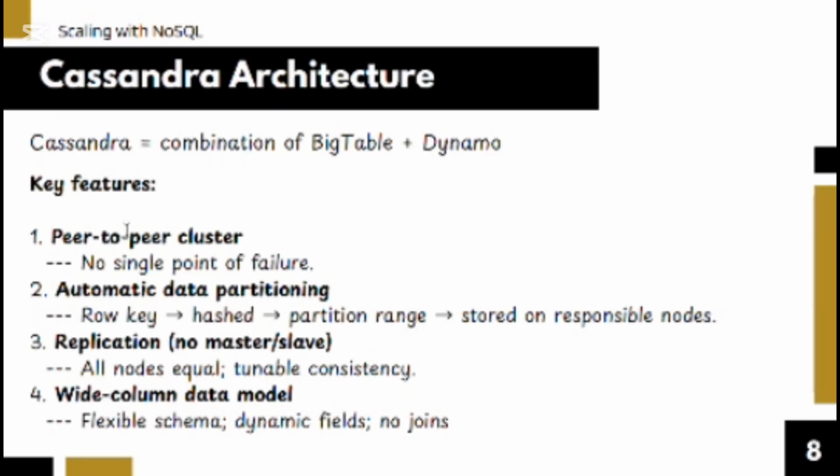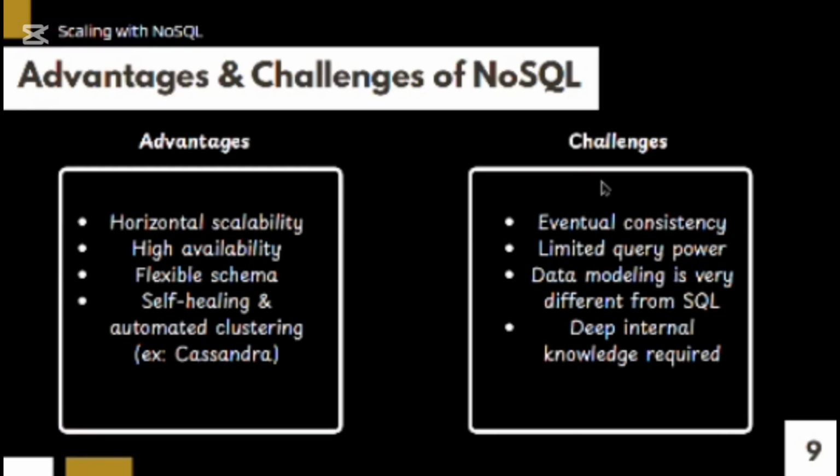Now let's compare that to Cassandra. Cassandra is a combination of Google's Bigtable and Amazon's Dynamo. The key differentiator here is that it is a peer-to-peer cluster. This means there is no single point of failure. It has automatic data partitioning, where it takes your row key, hashes it, and assigns it to the responsible nodes automatically. This gives you a wide column data model with a flexible schema. But remember, because of this structure, you don't get the complex joins you might be used to in MySQL.